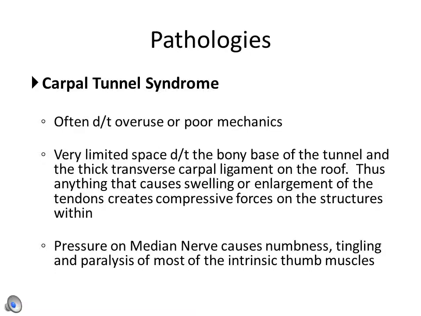The carpal tunnel itself has limited space due to the bony base of the tunnel and the thick transverse carpal ligament on the roof. Thus, anything that causes swelling or enlargement of the tendons, such as overuse, can create compressive forces on these structures. The median nerve also passes through the carpal tunnel, and so if there's any increased pressure or swelling, the median nerve can be compressed, causing numbness, tingling, and also paralysis of most of the intrinsic thumb muscles.